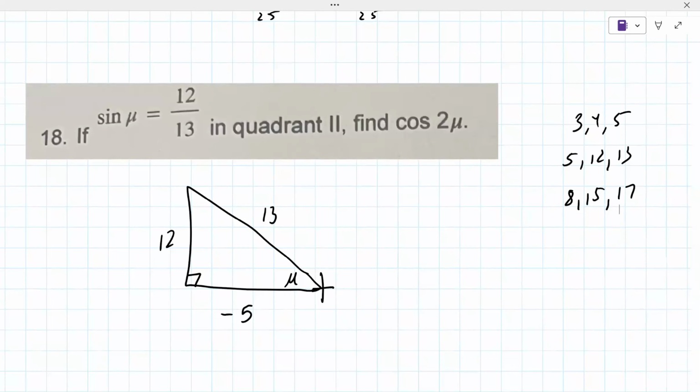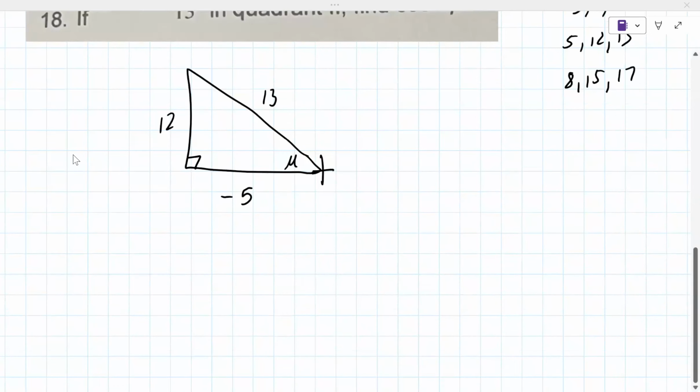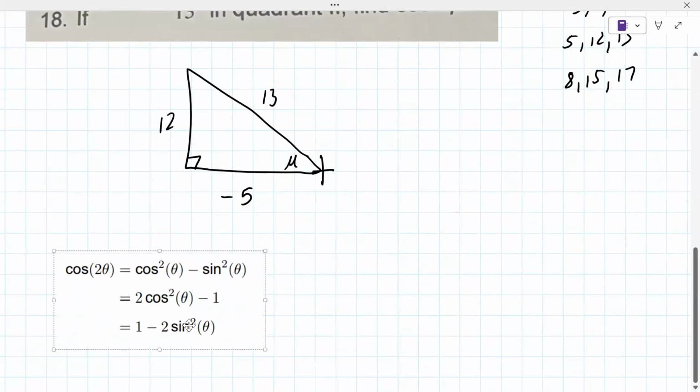Okay, now cosine 2u, there are a bunch of ways to remember that. Do you have one that you sort of prefer here? There are 3 flavors of it. They're all really equivalent. I mean, they're all the same to me. So I'm going to use the top one here.